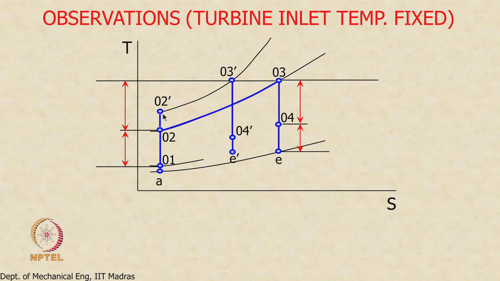So I go from 2 to 2 prime. Because I am keeping this fixed, I can go only up to 3 prime here, because T03 is fixed, the peak temperature is fixed. So then I extract some work. Notice that because 3 prime is to the left of 3, this actually will probably move down from 0.4, because 3 prime is to the left of 3.